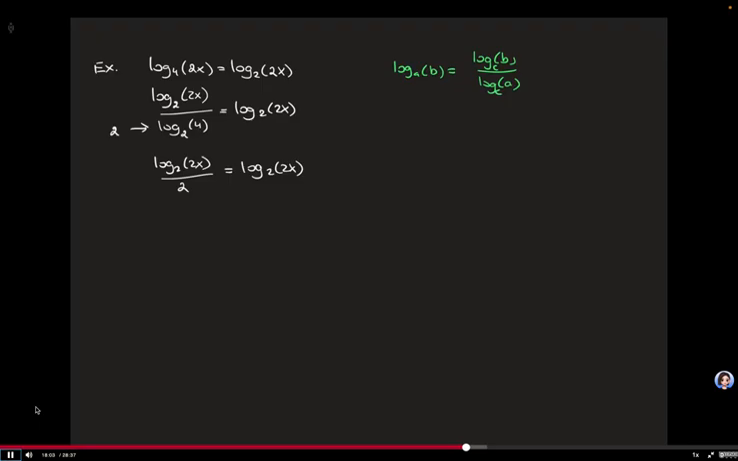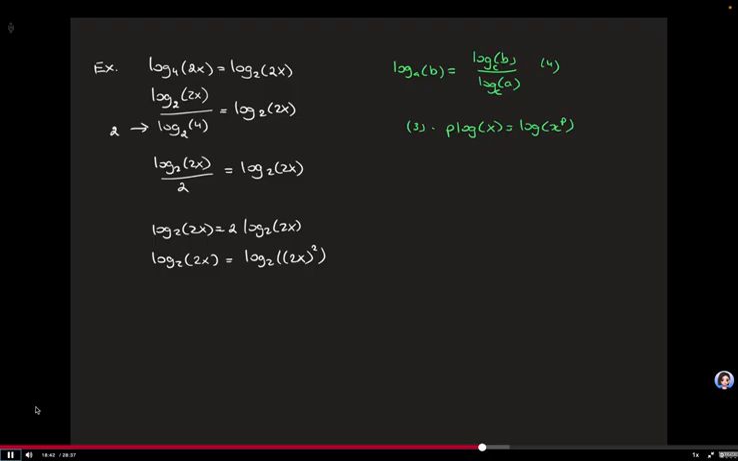Now we can multiply each side by 2. So we get the log base 2 of 2x is 2 times the log with base 2 of 2x. And now we can use rule number 3, I think. So this was rule number 4. Rule number 3 was that p log x is equal to log x to the power of p. So we can write the log base 2 of 2x is equal to the log base 2 of (2x) squared. Make sure that you put the squared on everything, therefore the brackets.